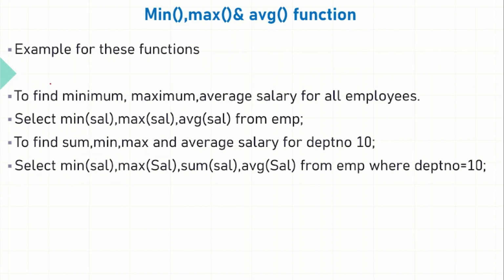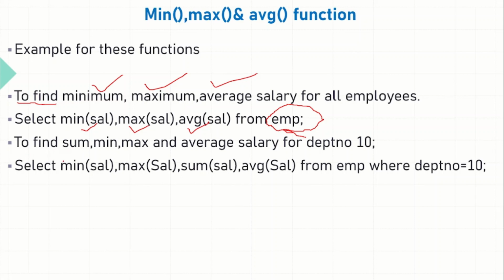Now these are some examples of the use of minimum, maximum and average functions. The question says find the minimum, maximum, average salary of all employees. I'm not going to group it. I'm finding it for the whole table. So select min sal, max sal, avg sal from EMP. This will give us the minimum, maximum, average salary for the whole table.